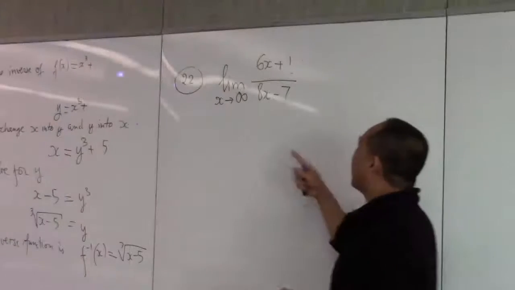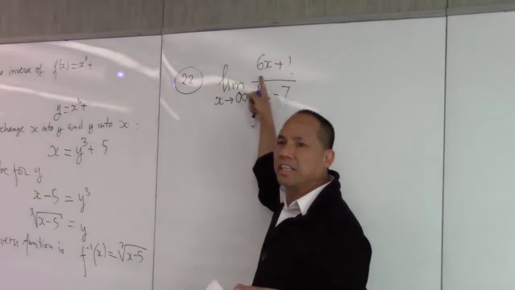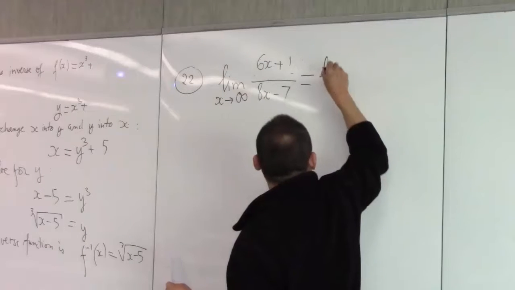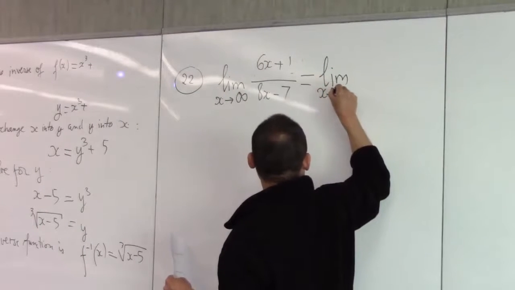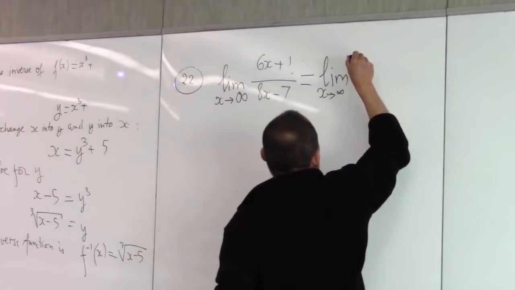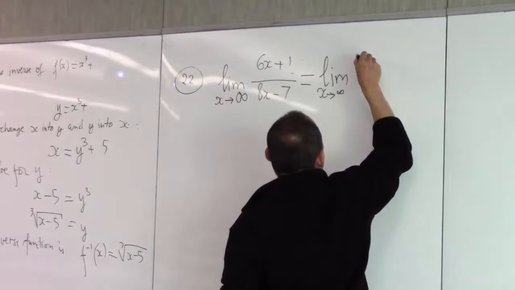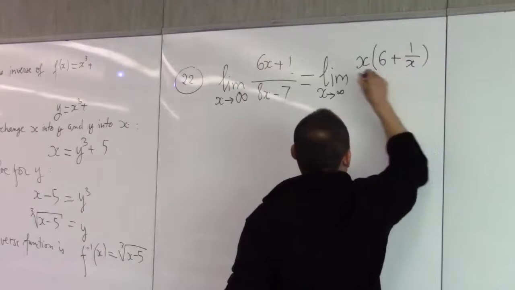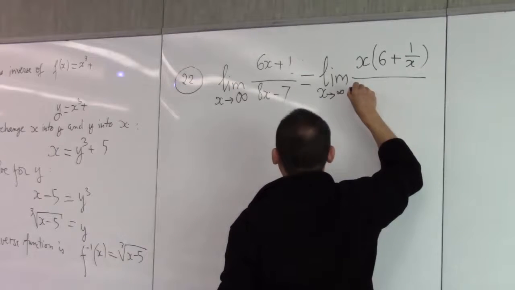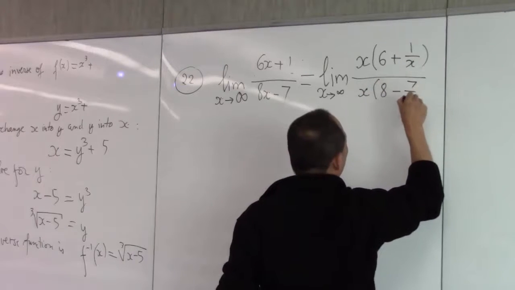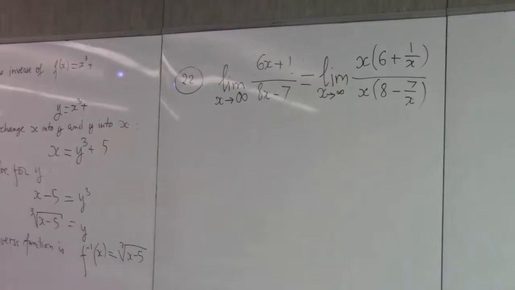If you plug in infinity, you have infinity over infinity, you cannot. So you need to change it, but you still always have x approaching infinity. If you write that, that's totally wrong. Please write this: you use x out, and you have 6 plus 1 over x, and this is x out, a minus 7 over x. Be careful of the presentation.